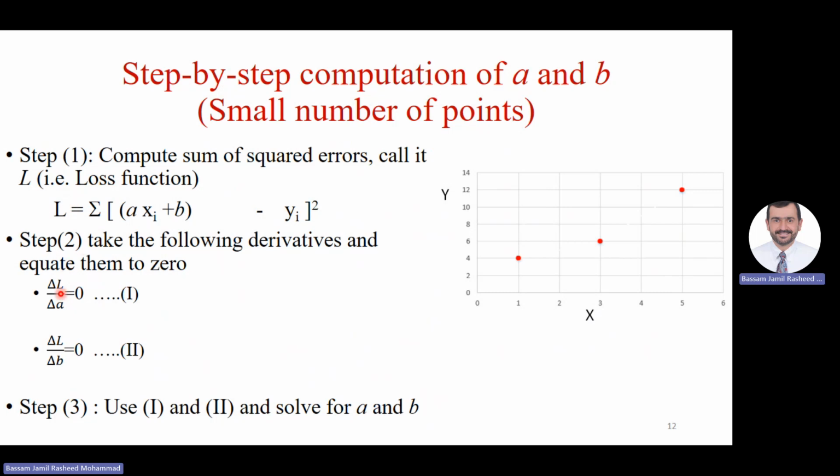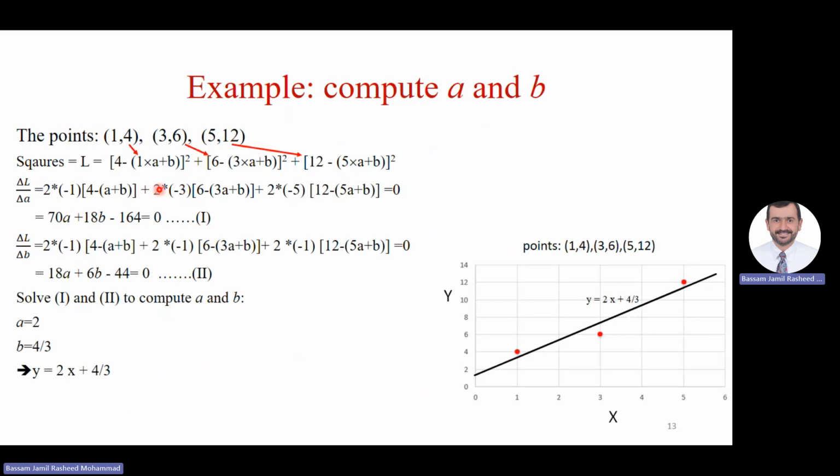Okay, so now I want to solve for a. I take the derivative of L with respect to a and equate it to 0, take the derivative of L with respect to b and equate it to 0, solve these equations, and come up with a and b. So let's do this. Step one: we want to compute the squares, the cost function, the loss.